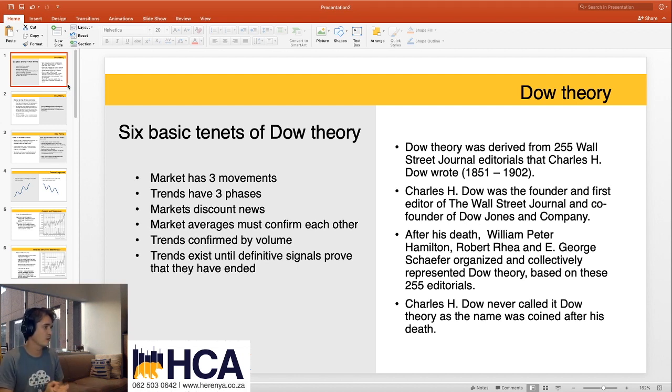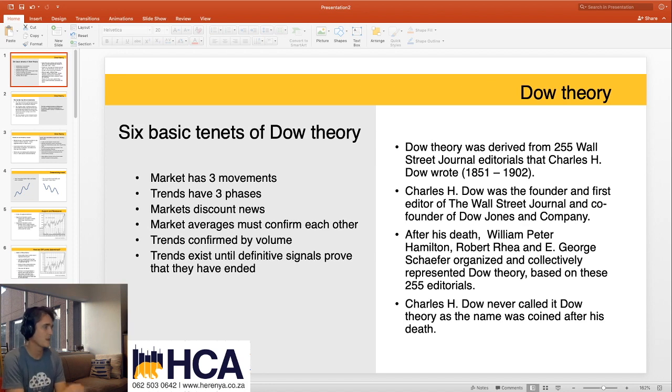So starting off with Dow Theory. As we remember, the market has three basic moves. I'm going to very briefly go through this stuff because we have a lot to get through and I want to try and get through this in as short a period as possible. If I go too fast, let me know, ask questions, and we can deal with them as they come up.